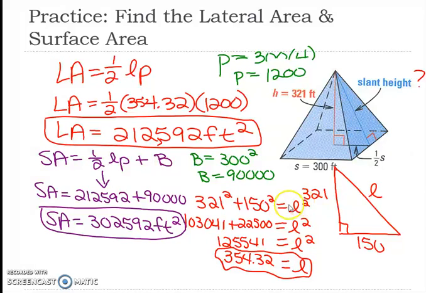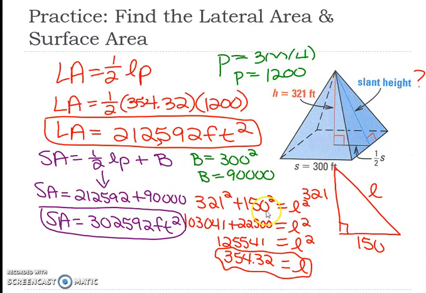We're going to look at the square pyramid. First, lateral area is half times L times P. L is the slant height. I found the slant height by using the Pythagorean theorem, because inside you see this diagram with a 90-degree angle. So I drew it here. 321, and 150, because it says half S, half of 300. It gave it to you. So half of 300 is 150.